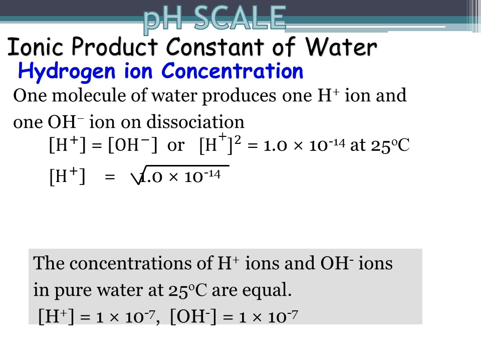Now here you have to consider a logical term: one molecule of water produces an equal amount of hydrogen ions and hydroxide ions, so why not take H positive equal to OH negative, and simplify it by taking H positive squared equal to 1 into 10 raised to the power minus 14. When you take the square root of this, you come to know the single value of hydrogen ion, which is 1 into 10 raised to the power minus 7.